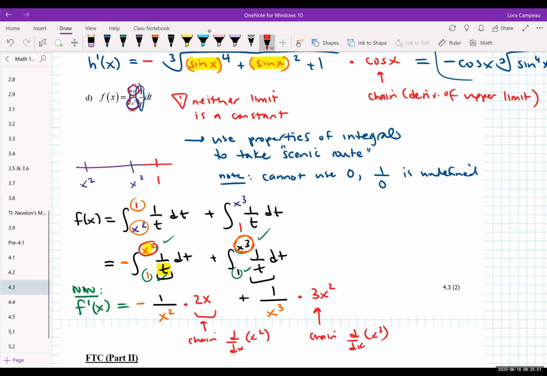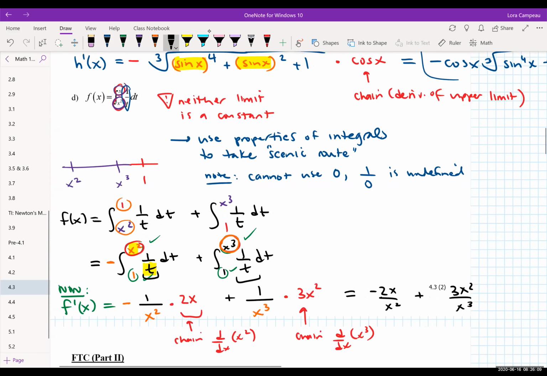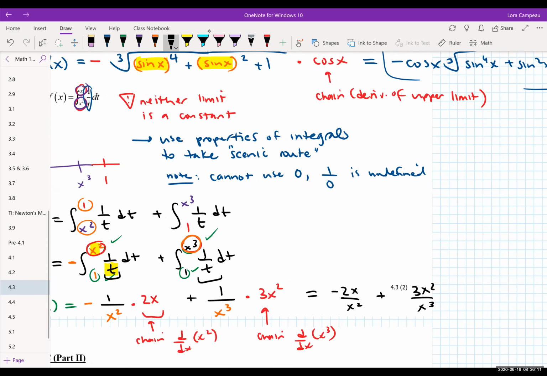Now, if you want to make it prettier, that's ideal. Like sometimes WebAssign gets pretty picky. So let's just clean it up again. What do we have? Negative 2x over x squared plus 3x squared over x cubed. And yeah, that's prettier, but not prettiest.